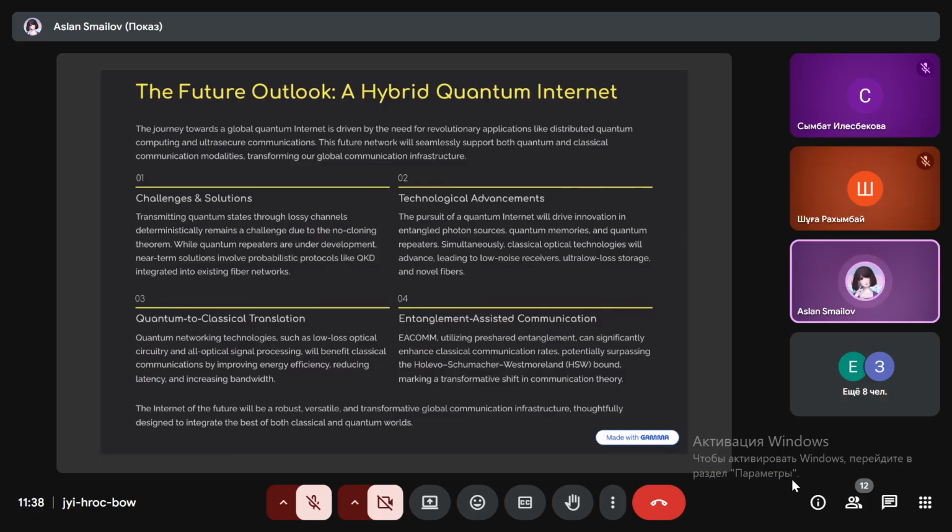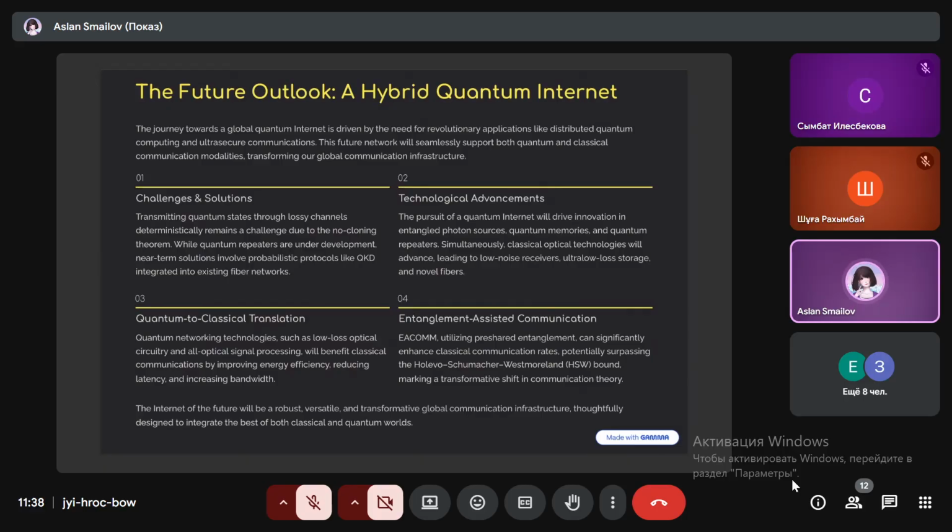Next one is the quantum to classical translation. Quantum networking technologies such as low-loss optical circuitry and all-optical signal processing will benefit classical communications by improving energy efficiency, reducing latency, and increasing bandwidth.